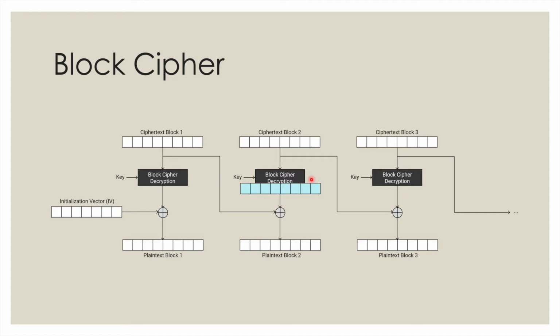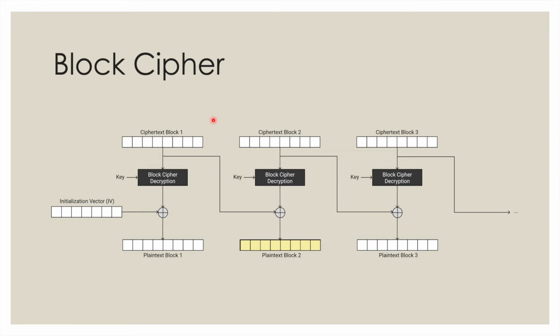Note that this output will almost certainly be different from the initial ciphertext block, so I've drawn them in different colors, in this case blue. Then we'll be taking the previous ciphertext block, the one illustrated in green over here, and we'll be performing an XOR operation, giving us the plaintext block drawn here in yellow.